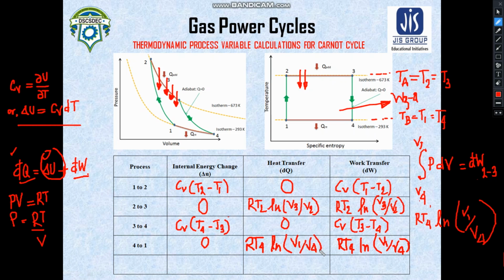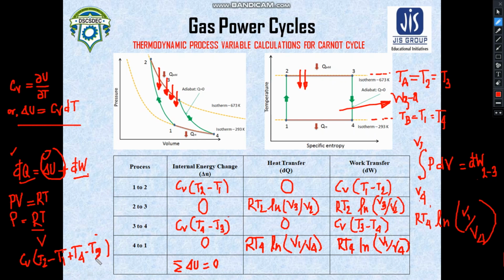Now here you can see that I have left a column, a row over here. Why is it necessary? The first law of thermodynamics states that for any cyclic process, the summation of delta U, that means the changes of internal energy, should be zero. Now how can it be proved? So it is CV (T2 minus T1) plus (T4 minus T3). Now I think you have got my point. You can see that T3 is equal to T2.